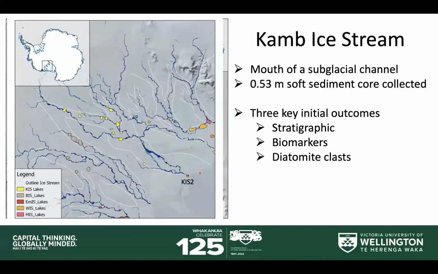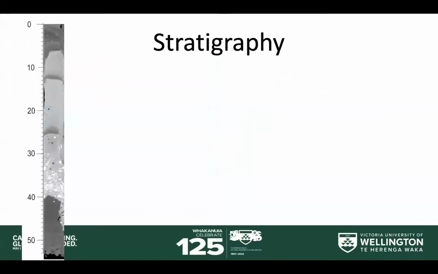So I am incredibly excited to report on 3 key initial outcomes that we found, which relate to the stratigraphy, biomarkers, and diatomite class that we found in the core. So this is our core. This is the CT image. In this image, darker colors are low density, and bright colors are high density.